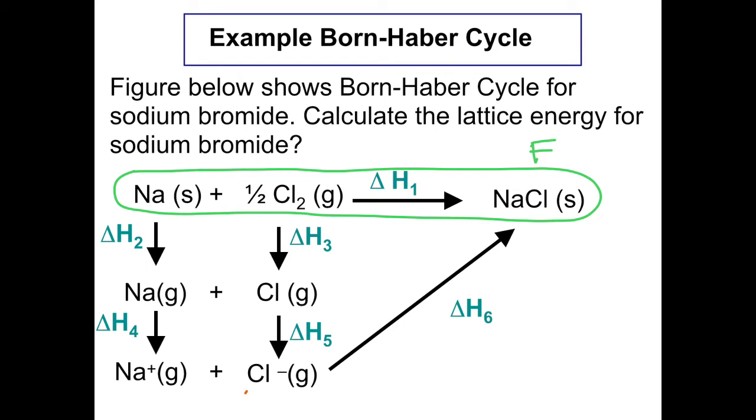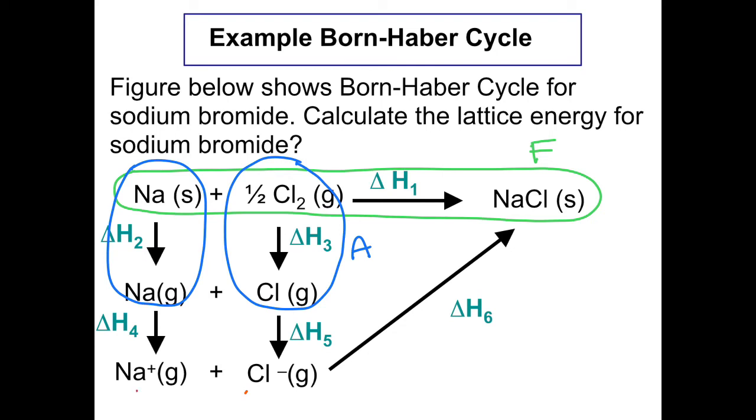The second one is atomization. The atomization means that we want to produce 1 mole of gaseous product. In this equation, Na solid must be converted into Na gas. So this is the enthalpy of atomization of Na, while Cl2 gas is converted from Cl2 molecule into Cl atom in gas. So this is the enthalpy of atomization of Cl.